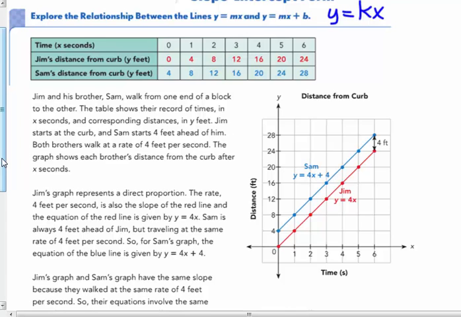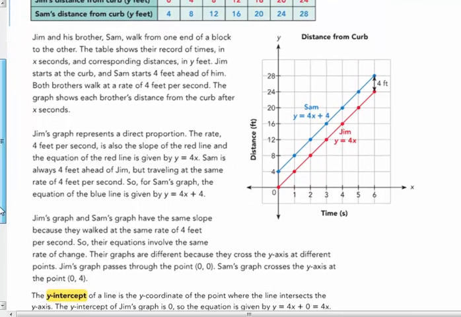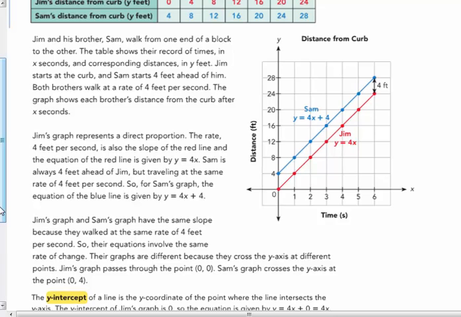Jim starts at the curb and Sam starts 4 feet ahead of him. So we can see that Sam starts 4 feet ahead of him, right here on the y-axis. His intercept there, or where he intersects the y-axis, is the point (0, 4). He's already 4 feet ahead.